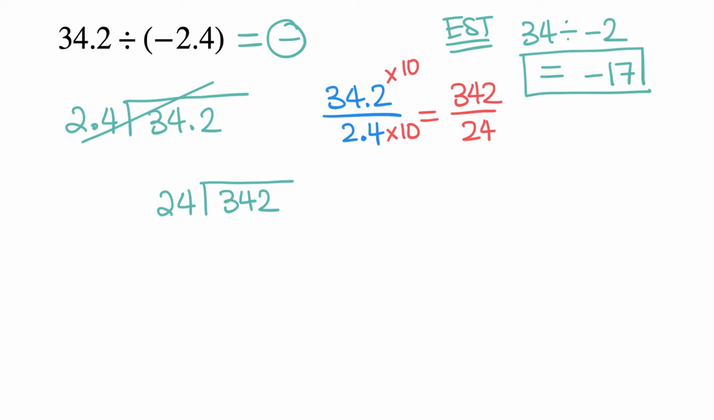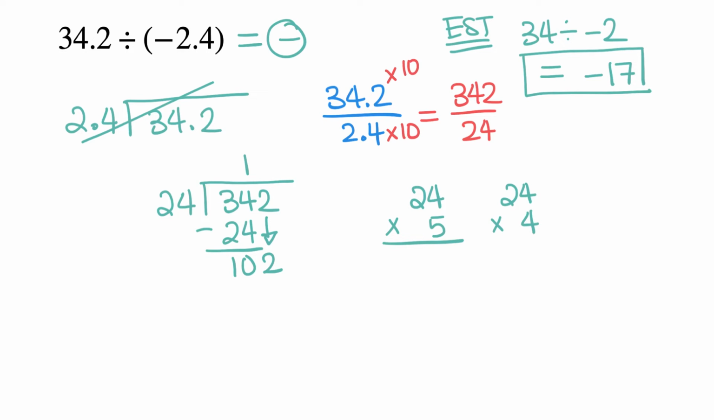How many times does 24 fit into 34? One time. 24, subtract, and I get 10, bring down, and I get 2. How many times does 24 fit into 102? Since 20 times 5 makes 100, I might estimate either 4 or 5 times. So I'm going to do 24 times 5, and I can do 24 times 4. I'm going to go with a smaller one first.